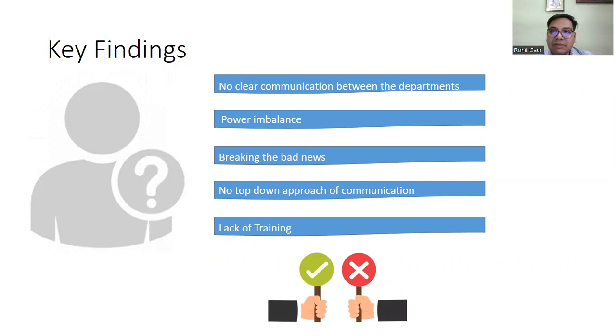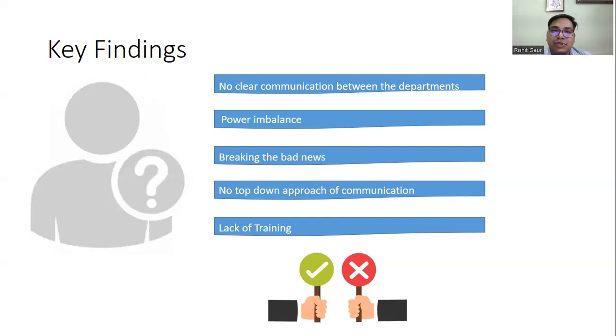There are different departments in the hospital. If the nursing is coordinating with the pharmacy department, there is no clear communication about what is exactly needed, at what quantity, for what number of people. I've seen a lot of one-sided communication. Next is the power imbalance. Doctors feel more superior. They do not share information with the nursing staff, and the nursing staff face a lot of problems because they are not getting any clear information about what is planned for them. Then breaking the bad news.